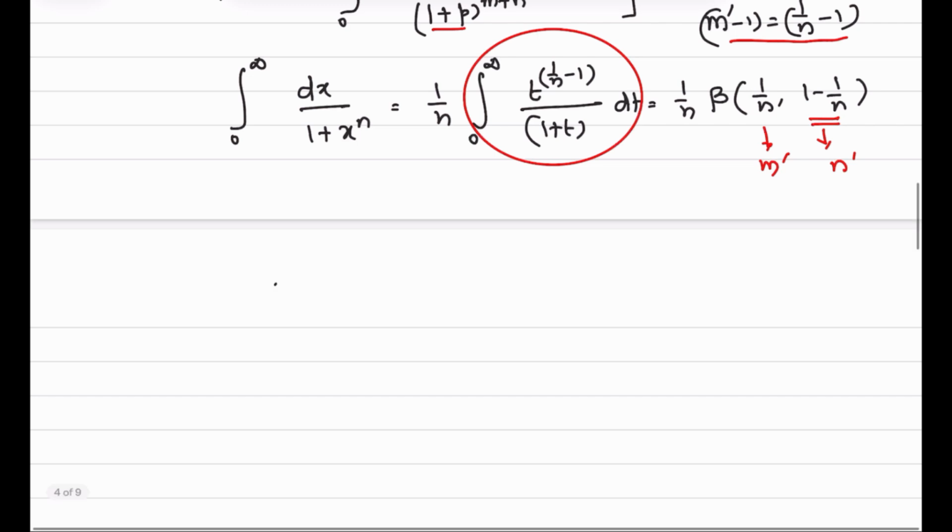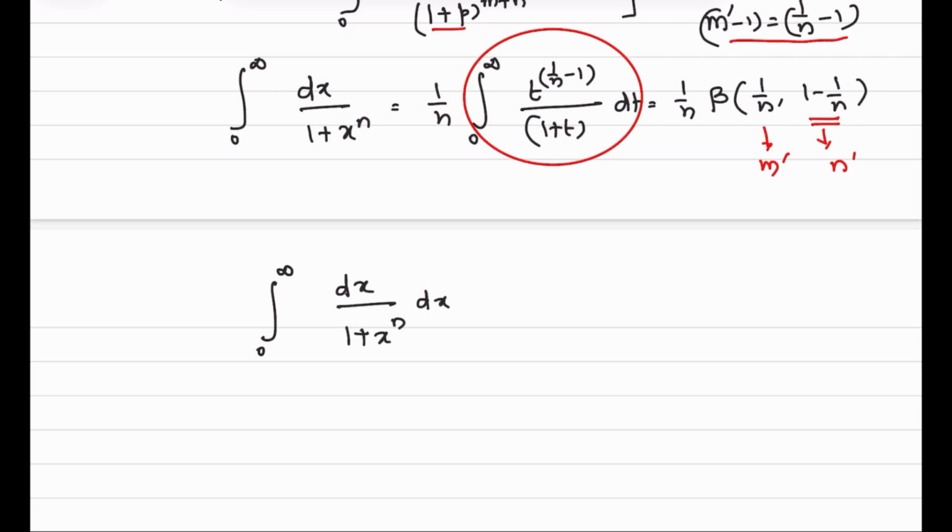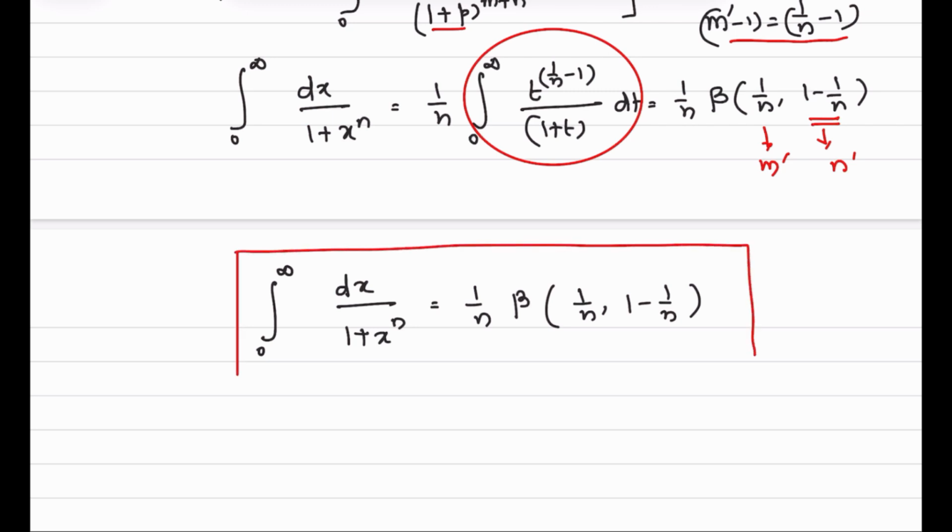So, integral 0 to infinity dx by 1 plus x to the power of n is equal to 1 by n into beta 1 by n, 1 minus 1 by n. This is the standard formula, please remember it. The above was the derivation for the standard formula.